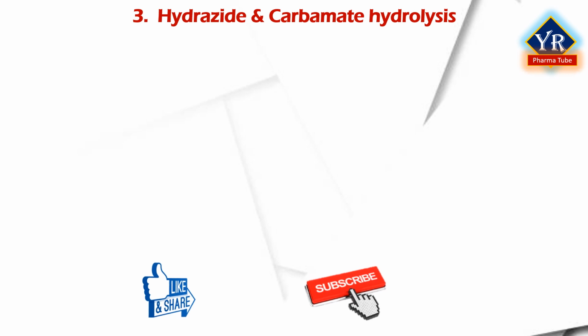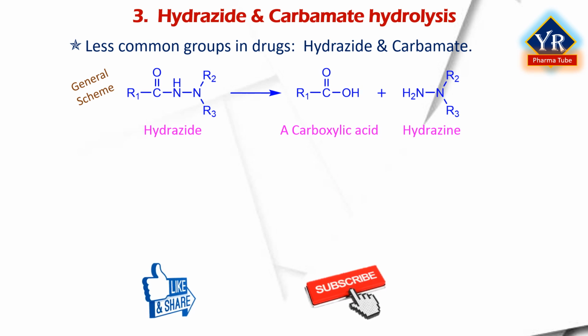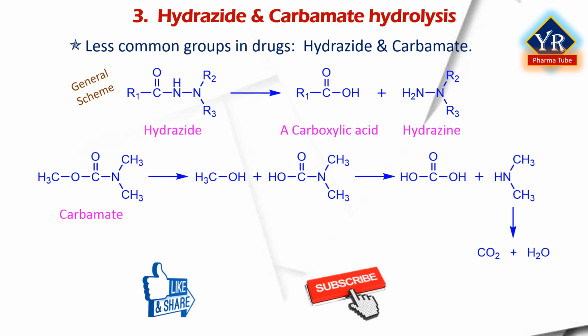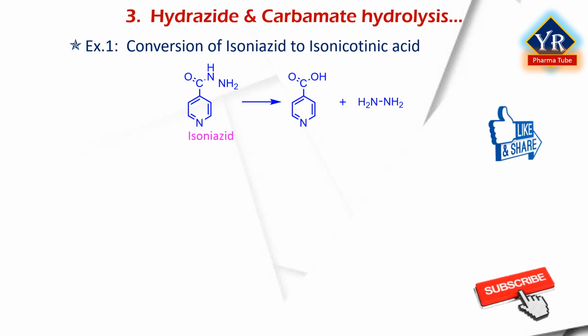Number 3. Hydrazide and carbamate hydrolysis. Less common functional groups present in drugs such as hydrazide and carbamate groups can also be hydrolyzed. A hydrazide can be hydrolyzed to form a carboxylic acid and hydrazine, while carbamates form a carboxylic acid, which is a carbonic acid, and a secondary amine in the form of dimethylamine. A well-known example is the hydrolysis of the hydrazide group of isoniazide, an anti-leprotic drug, which forms isonicotinic acid and hydrazine.